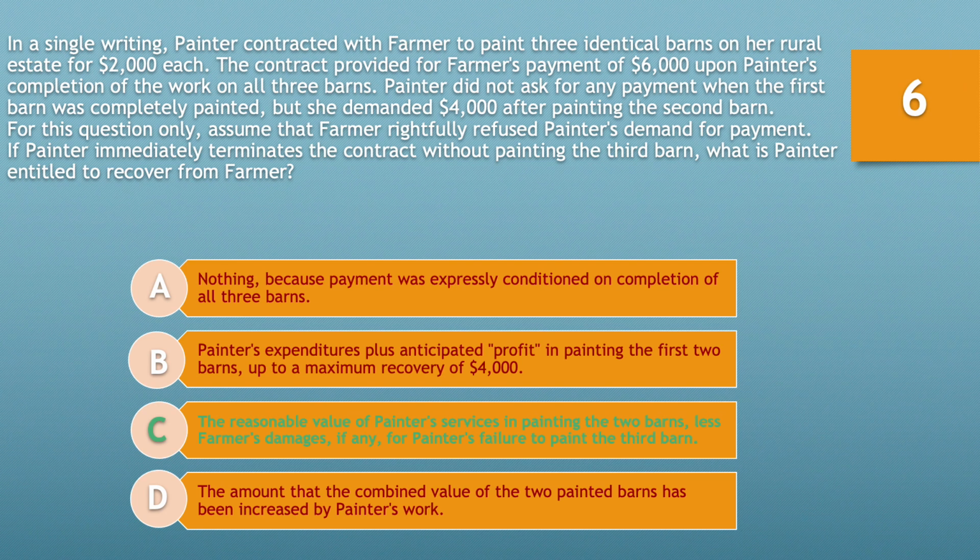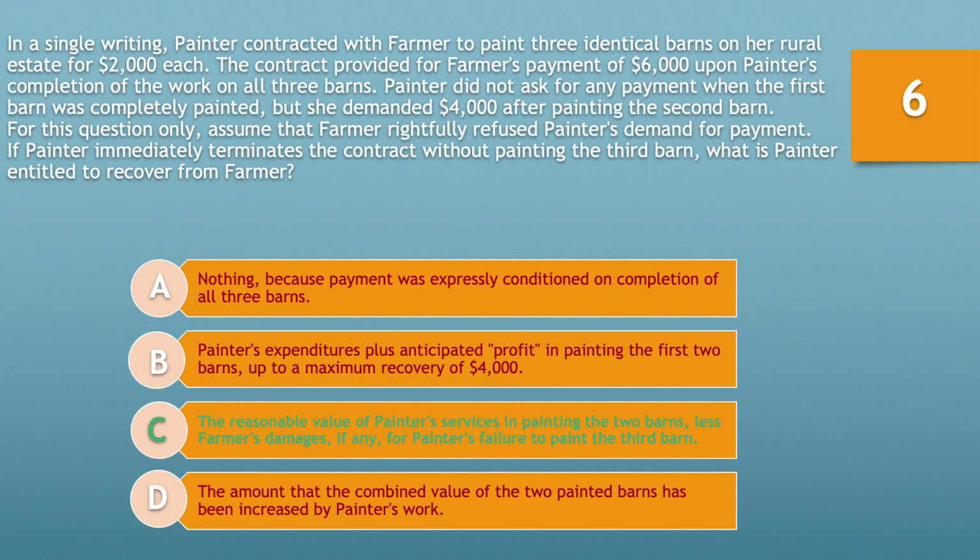Under a quasi-contract, farmer would have to pay painter the reasonable value of painter's services in painting the 2 barns. If farmer suffered any damages from painter's failure to paint the 3rd barn, then farmer's damages would have to be deducted from painter's recovery. Therefore, painter is entitled to recover the reasonable value of painter's services in painting the 2 barns minus any damages to the farmer for the painter's failure to paint the 3rd barn.